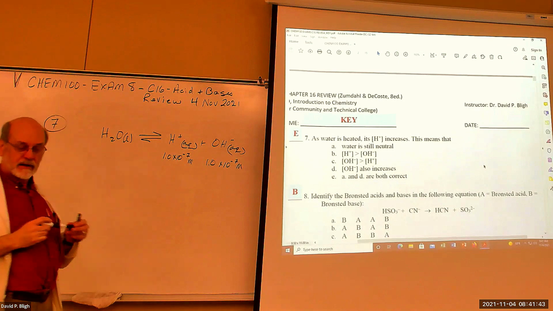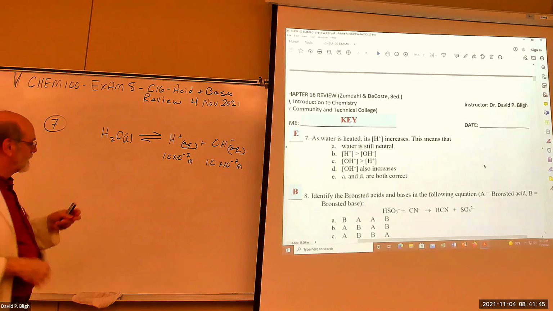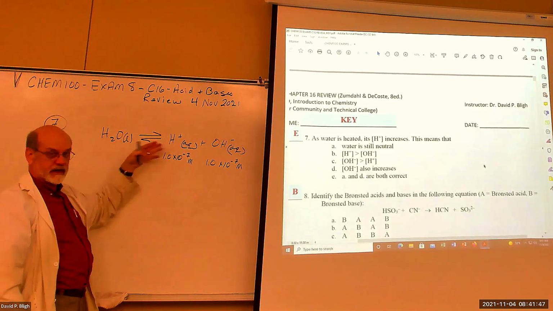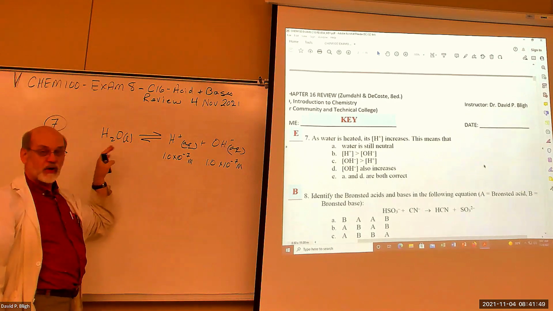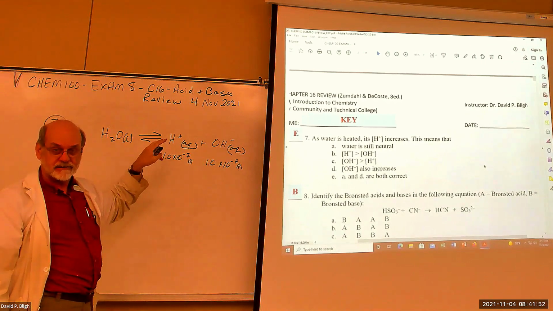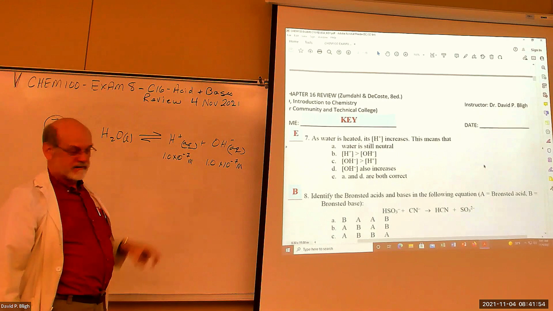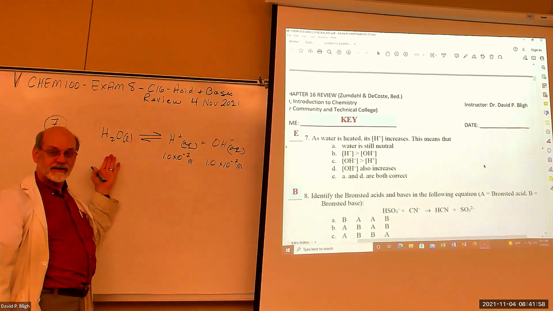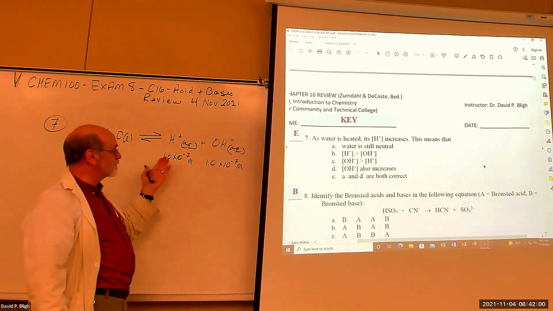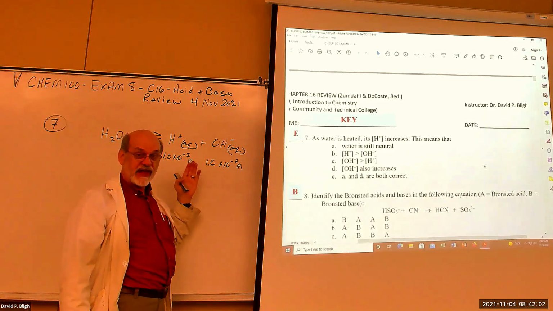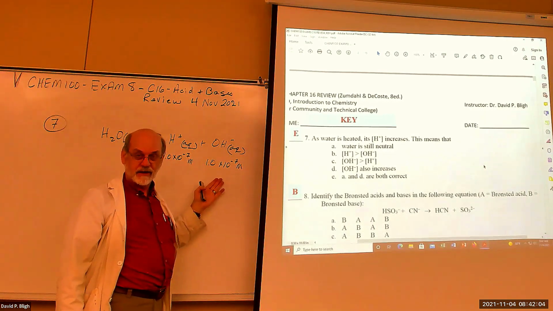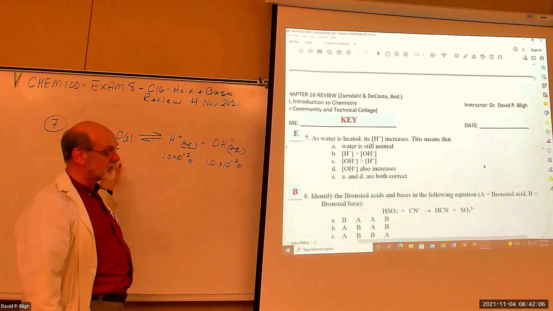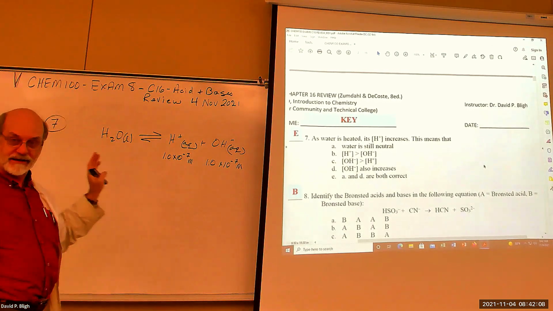Okay? If we heat it, that means we're driving the reaction this way. We're breaking this apart and making more hydrogen ions. At the same time, though, since this is the only reactant, when it breaks apart, it makes more hydrogen ions, but it also makes the same number of hydroxyl ions, right? Because they come from the same place. So with that in mind, let's look at the question.